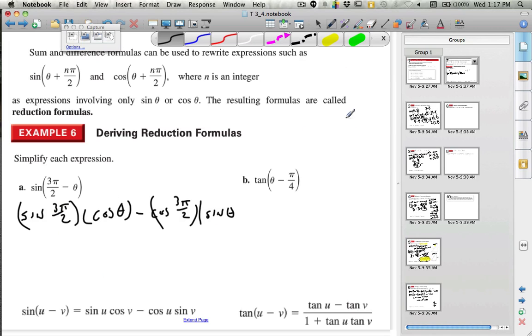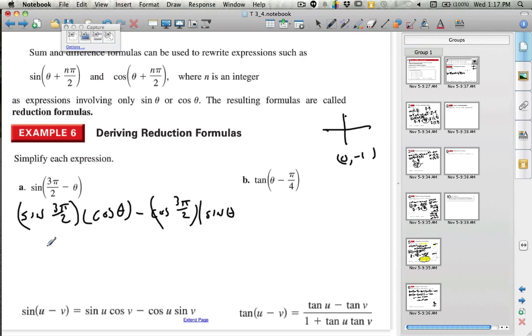3 pi over 2. So let's think about where 3 pi over 2 is. So here's pi over 2, 2 pi over 2, 3 pi over 2. So x is 0, y is negative 1. So sine here would be negative 1 times cosine of theta minus cosine of 3 pi over 2 is 0. So this is just going to be minus 0. Sine of theta doesn't really matter. So this becomes the opposite of the cosine of theta.